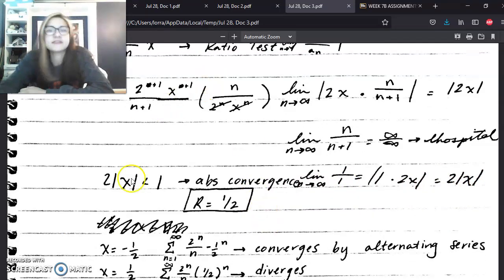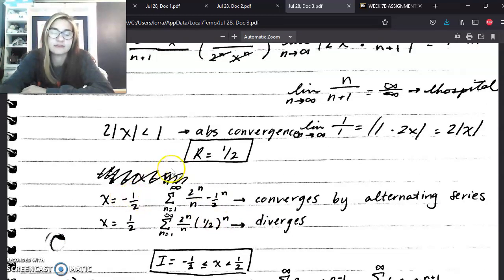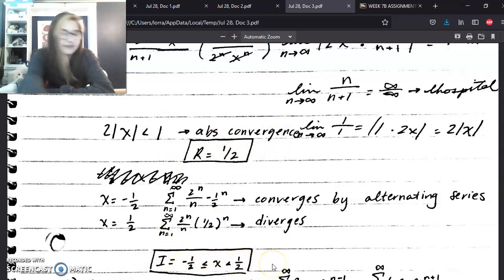In order to make sure that this is absolutely convergent, 2 times the absolute value of x has to be less than 1. And so that means that the radius of convergence is 1/2, because negative 1/2 is less than x is less than 1/2. And then that's not all, because you have to figure out if that is inclusive or not. So negative 1/2 converges by the alternating series test, and 1/2 diverges. So your radius of convergence is 1/2, and then your interval of convergence is negative 1/2 is less than or equal to x is less than 1/2.